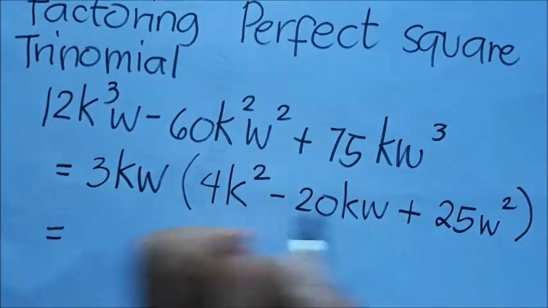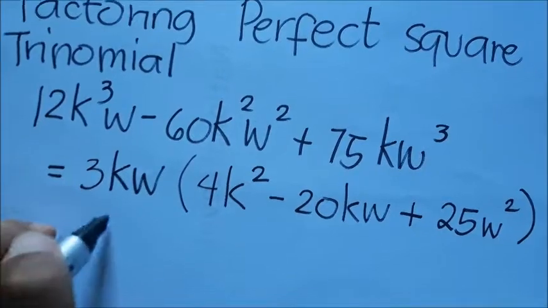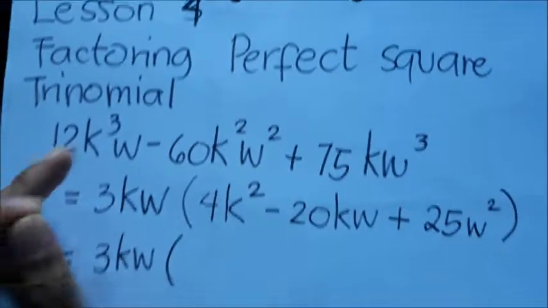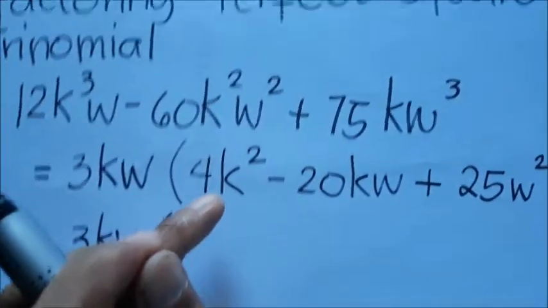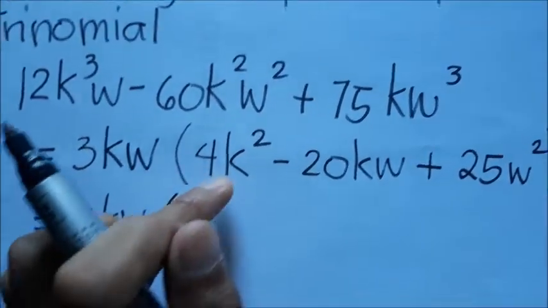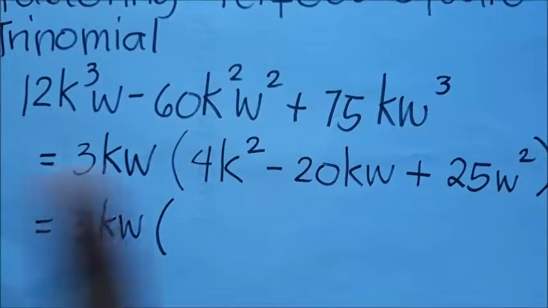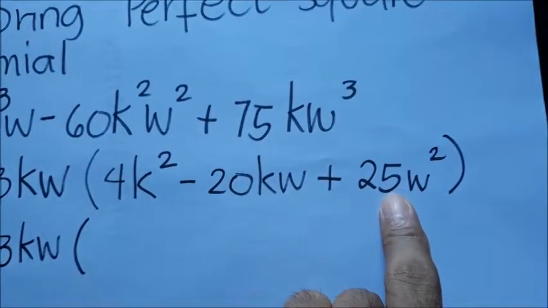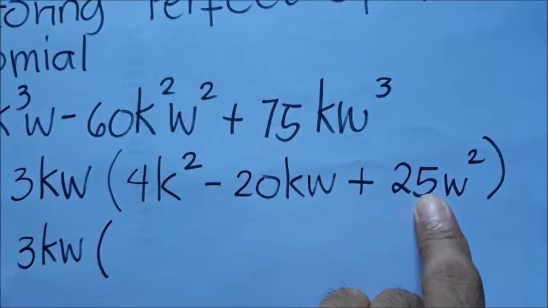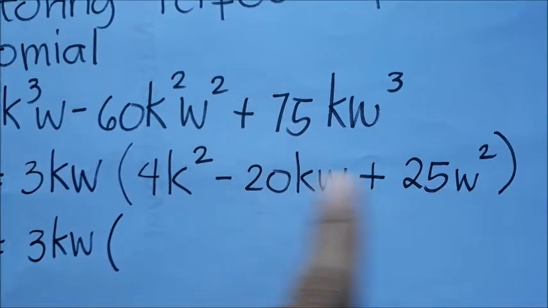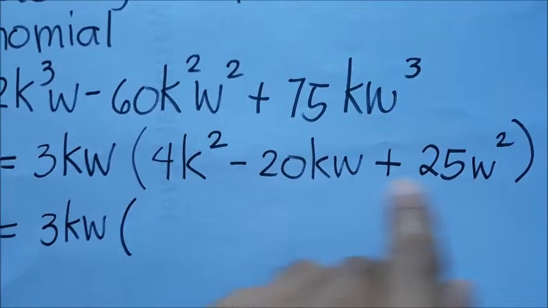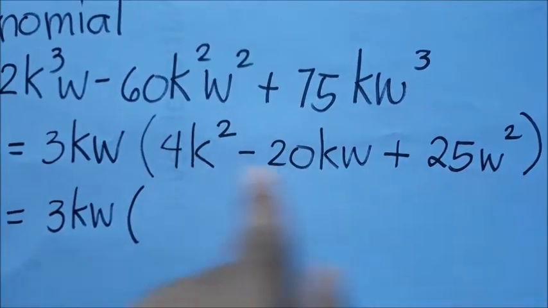However, this trinomial factor, pwede pa yan ma-factor out. So that is factoring perfect square trinomial. I-check natin kung ito ay perfect square trinomial. So paano ma-check? Get the square root of the first term, that is 2k, and square root ng 25w squared is 5w. So 2k times 5w is 10kw. I-times 2 natin, the answer is 20kw. So if the middle term is the result, therefore, this one is a perfect square trinomial.